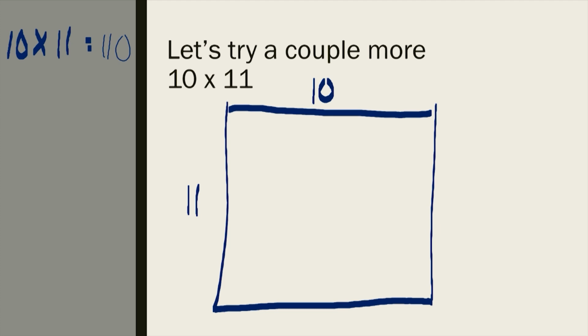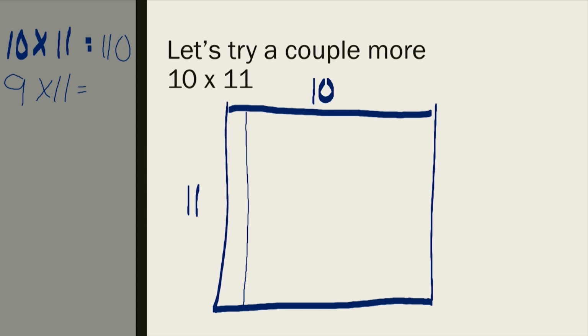Well, let's try our next one. Are you ready? I'm going to give you a minute to think about it. What is 9 times 11? So we're going to take away one group of 11, from 10 groups of 11 to 9 groups of 11. Let's see.